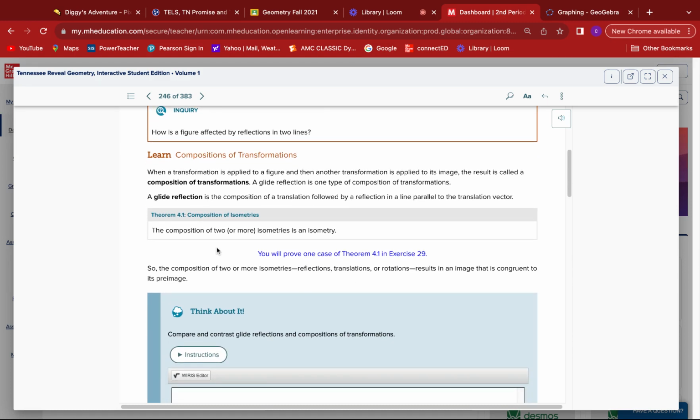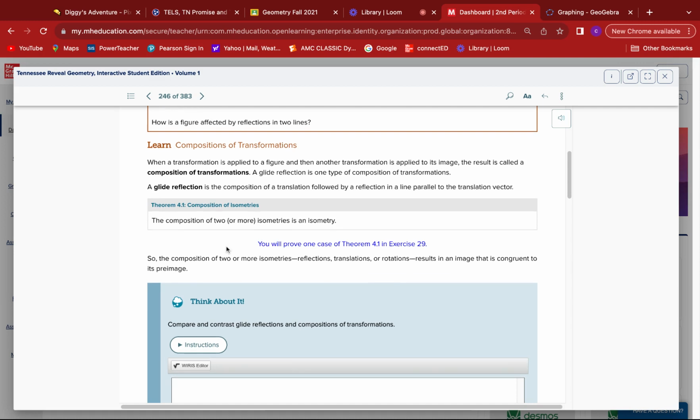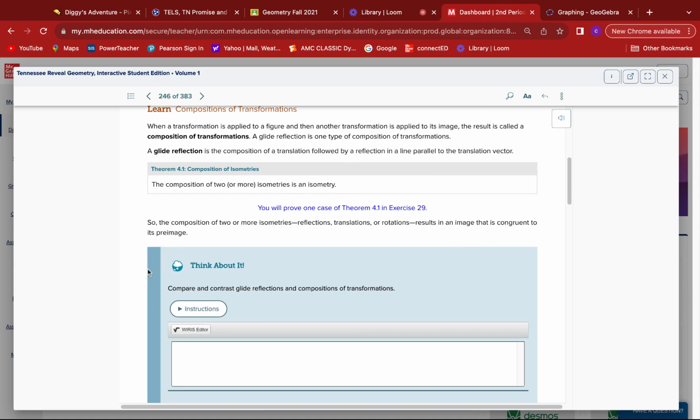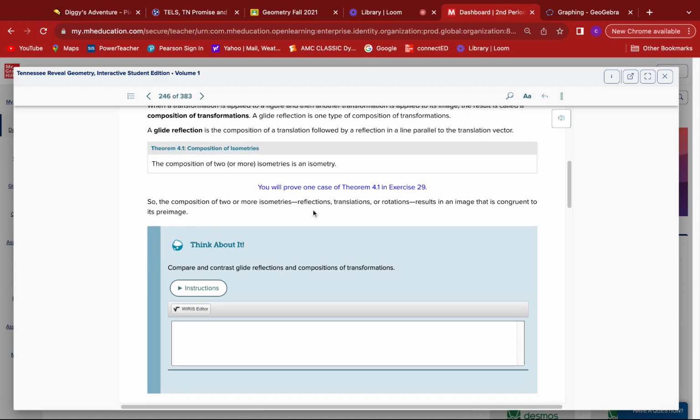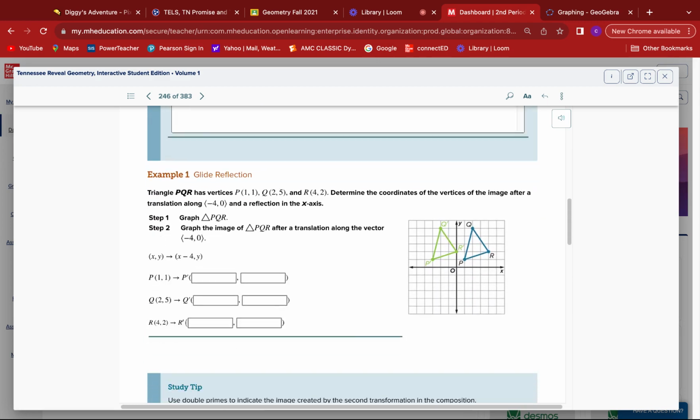And then you've got isometry. The composition of two or more isometries is an isometry. So that's what I meant by it can't be a dilation, at least not in this 4-4. Okay, so here it is: reflection, translation, or rotation. There we go. All right, so let's get into the example.